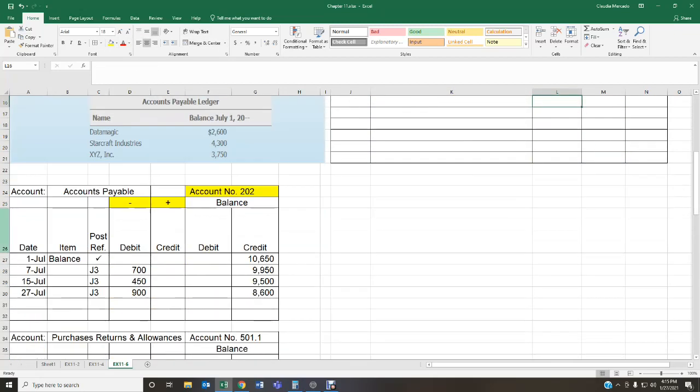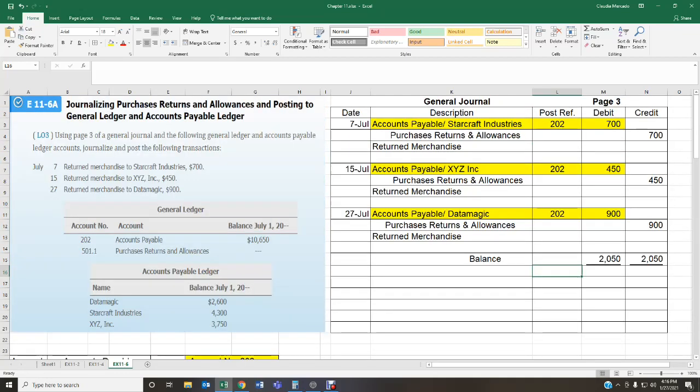Okay, so now what does your accounts payable General Ledger tell you? Well, it tells you that the company owes $8,600 to different companies. We owe $8,600. Now let's proceed with your purchases, returns, and allowances. We're going to do the same concept, but now it's a different account. Purchases, returns, and allowances, and now I have a credit of $700.